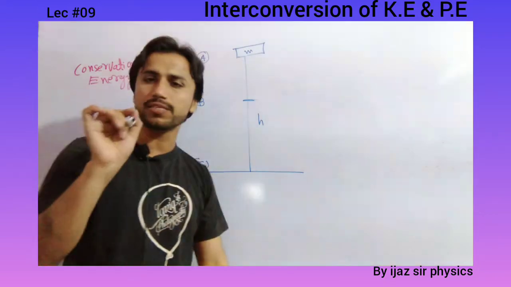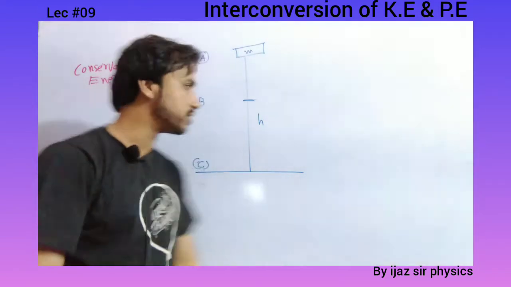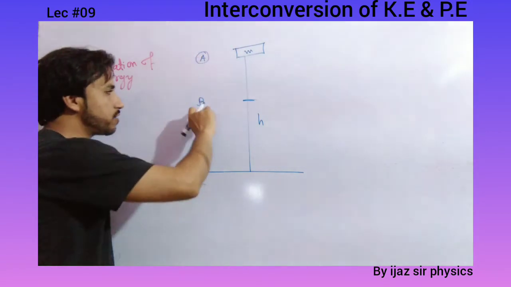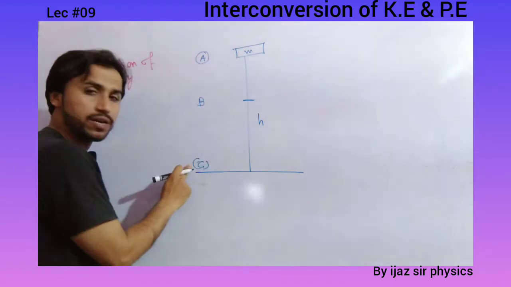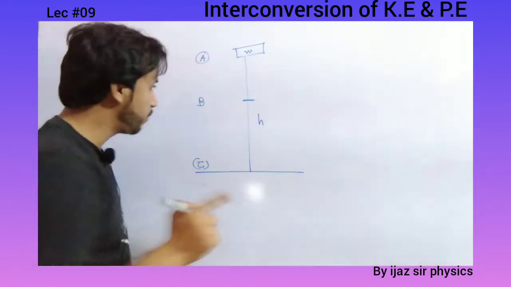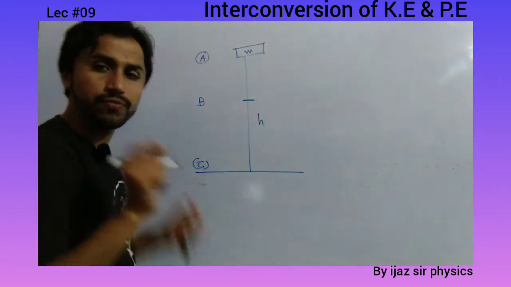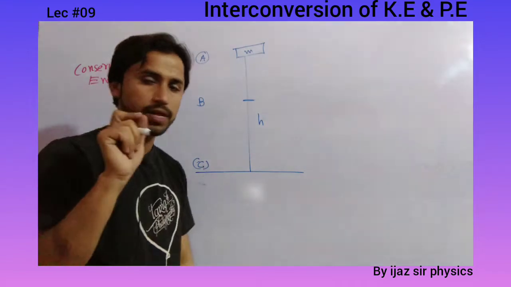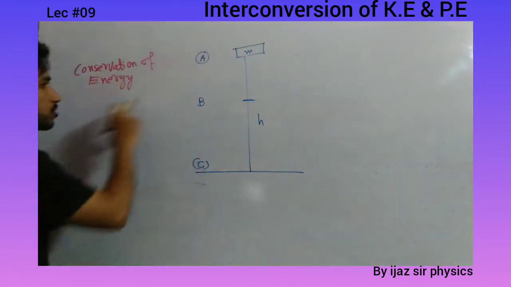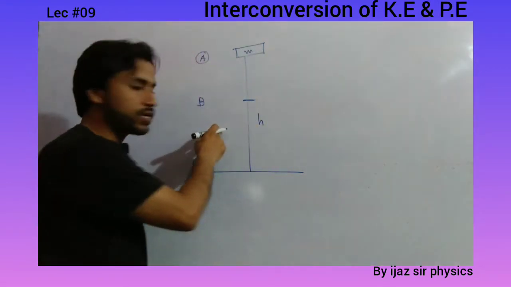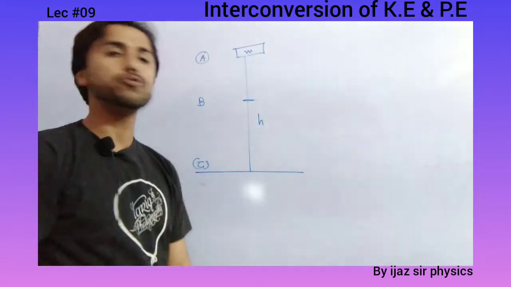Total energy is the sum of kinetic energy and potential energy. I want to discuss total energy here, and total energy here, and finally I will prove total energy at all these 3 points will be equal, identical. It means energy is conserved in any situation, but it converts from potential energy to kinetic energy.